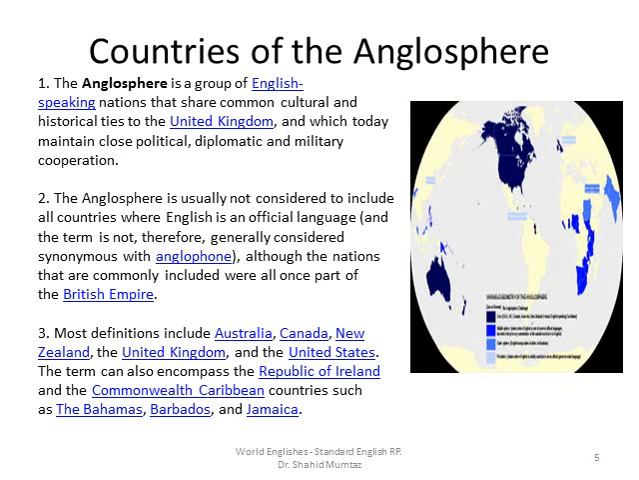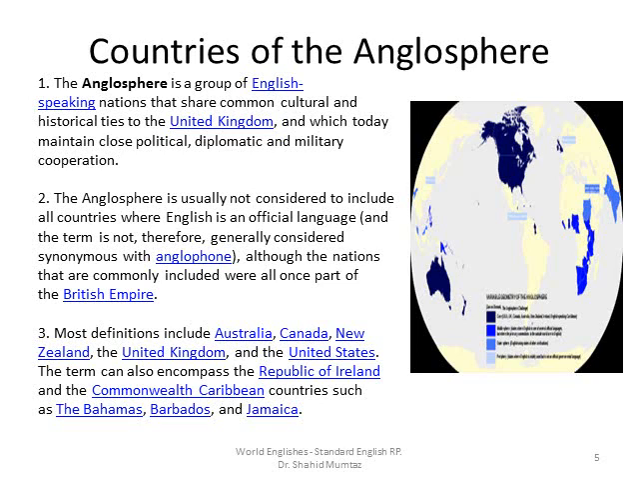The Anglosphere is usually not considered to include all countries where English is an official language. The official language of Pakistan is also English, but Pakistan is not part of the Anglosphere countries. And this term is therefore not generally considered synonymous with Anglophone. Not all English countries are included in the Anglosphere, although the nations that are commonly included were all once part of the British Empire.